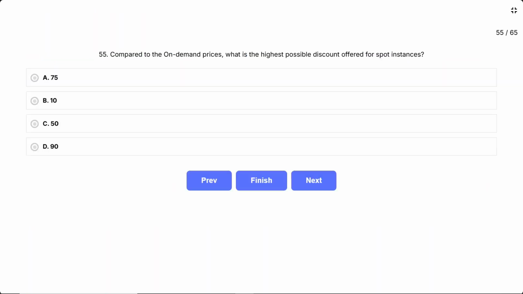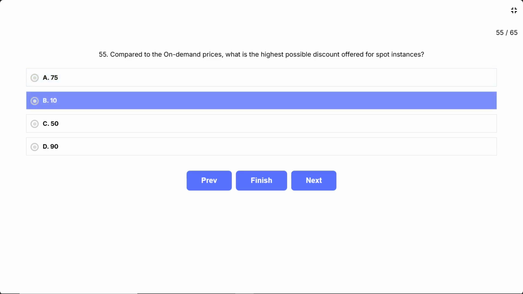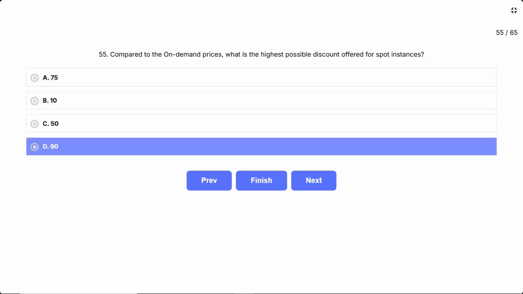Question 55. Compared to the on-demand prices, what is the highest possible discount offered for spot instances? This question is testing your knowledge about AWS spot instance pricing and the maximum savings they can offer compared to regular on-demand instances. It's asking for the highest possible discount percentage, not the typical or average discount. The options are A, 75, B, 10, C, 50, D, 90.